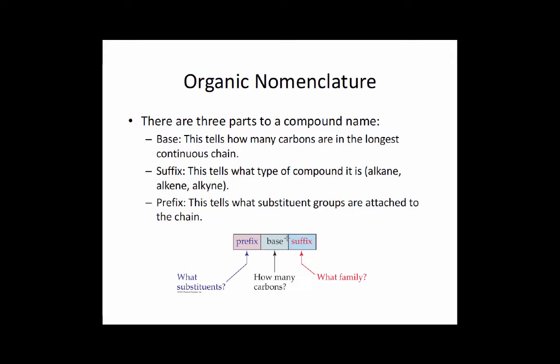In any of these, there are going to be three parts to the name. There's a base that's going to tell us how many carbons we have in our longest chain. We have a suffix that tells us about which family it's in. For example, is it an alkane, alkene, or alkyne? And then we have a prefix that tells us about substituents, which are things that are sticking off of the chain, sometimes called side groups.